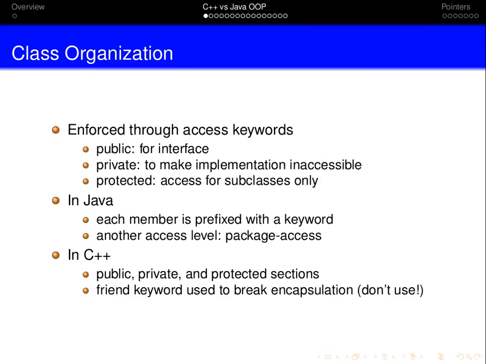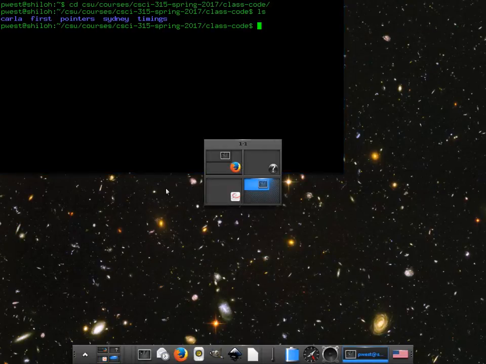All right. So I'll try and get through at least a couple of things pretty quickly. Class organization. As with Java, C++ uses public, private, and protected. The main difference here is in Java, each member is prefixed with the keyword, while in C++ you have sections. Oh, yes, and we'll get to that in a moment.